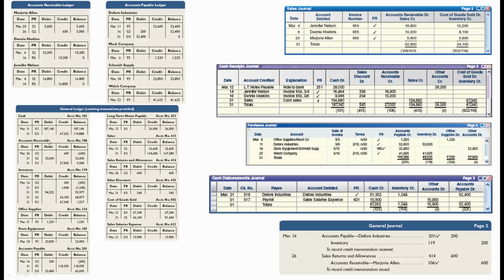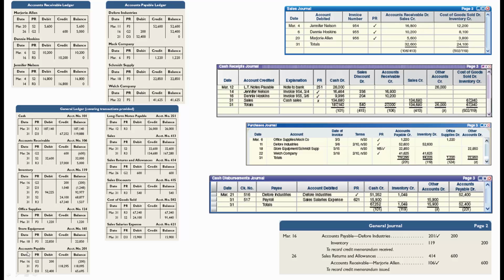Now the accounts receivable account will be the total balance of all of the individual accounts in the accounts receivable subsidiary ledger. Hope I said that right. Then this will be every transaction related to inventory that comes from the journals. This will be all of the office supplies transactions that come from the journal, same for store equipment.